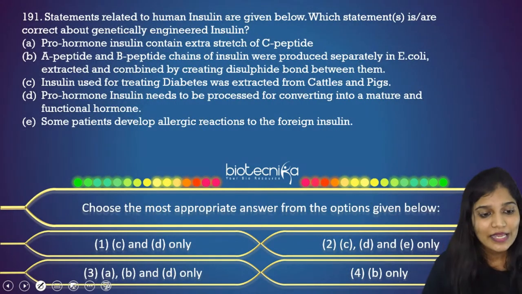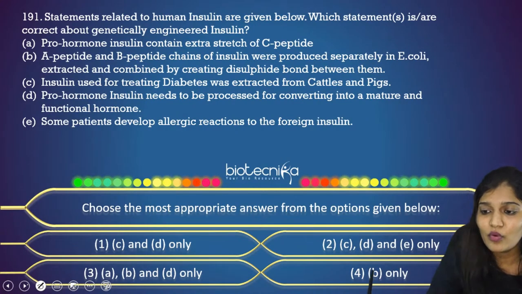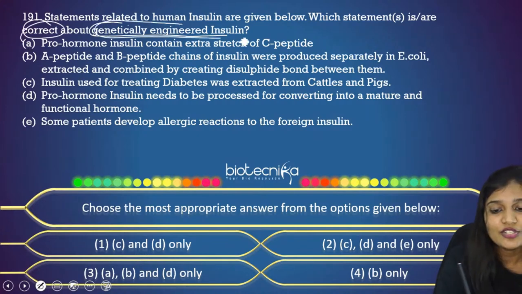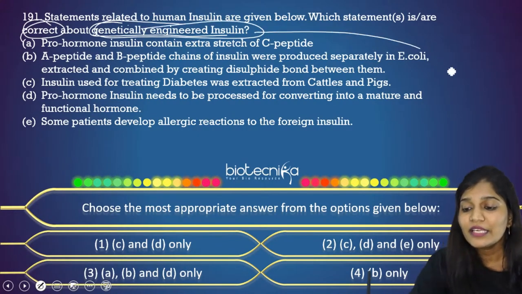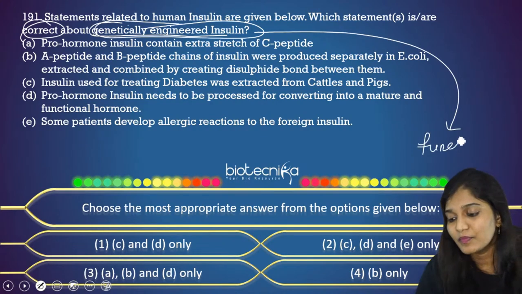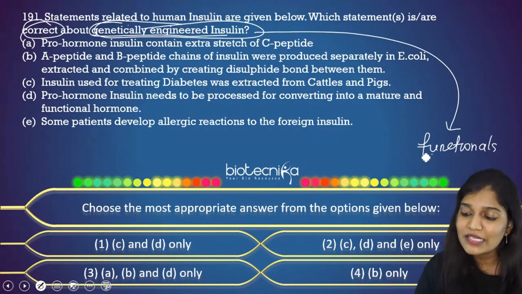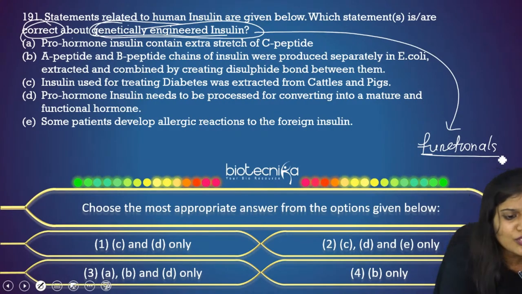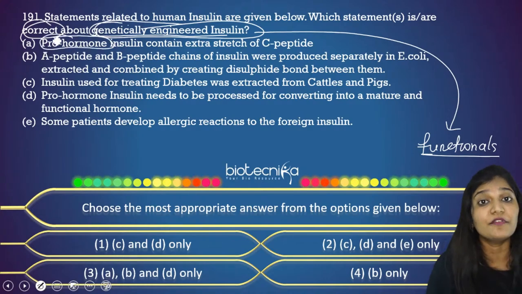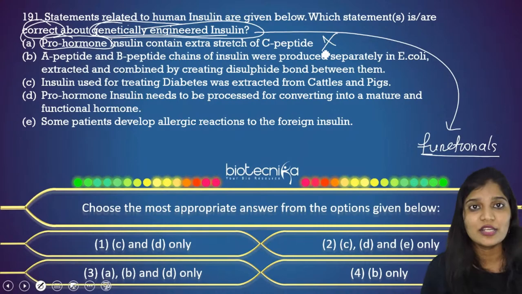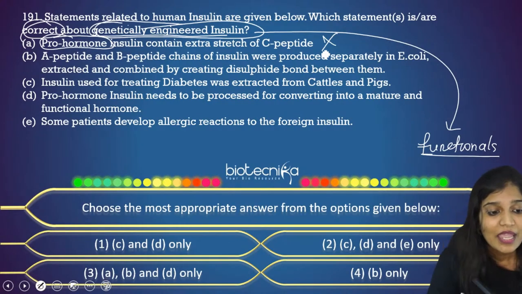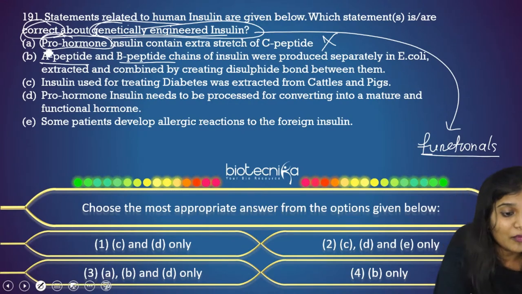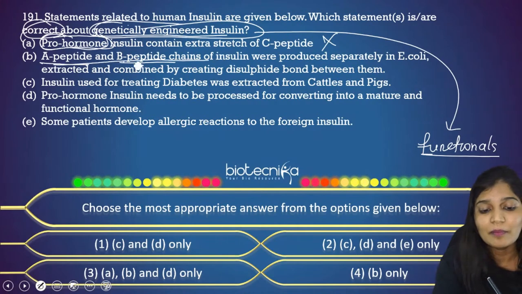Okay, the next one. Statements related to human insulin are given below. Which of the following are correct about genetically engineered insulin? Very important. Genetically engineered insulin is functional. Insulin is mainly responsible to maintain the glucose level in the body, very specifically in people who are suffering from diabetes mellitus. Usually we won't produce pro-hormones. It is a functional hormone. Wrong statement. Let us reject, because pro-hormones will not be given. A peptide and B peptide will be there. Yes, there are A, B, C peptides in prohormone, but functional ones will have A and B peptide.